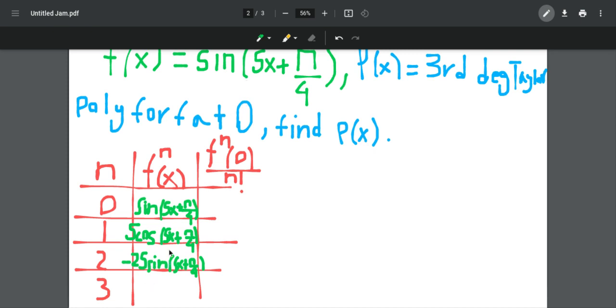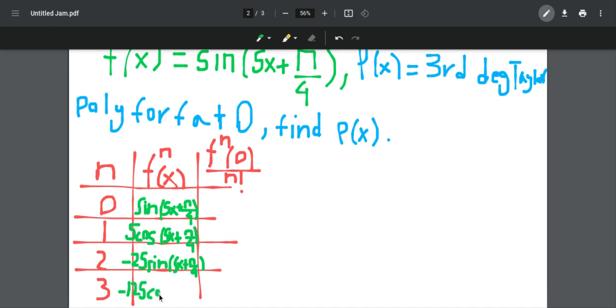And now we want to find the third derivative of our function. Again, we differentiate negative 25 sine of 5x plus pi over 4, and again we should use the chain rule. We know that the derivative of negative sine is negative cosine, so this is negative cosine of 5x plus pi over 4, but we need to apply the chain rule and multiply by 5. So we get negative 125 cosine of 5x plus pi over 4. I need a little space, so I'll write it here.